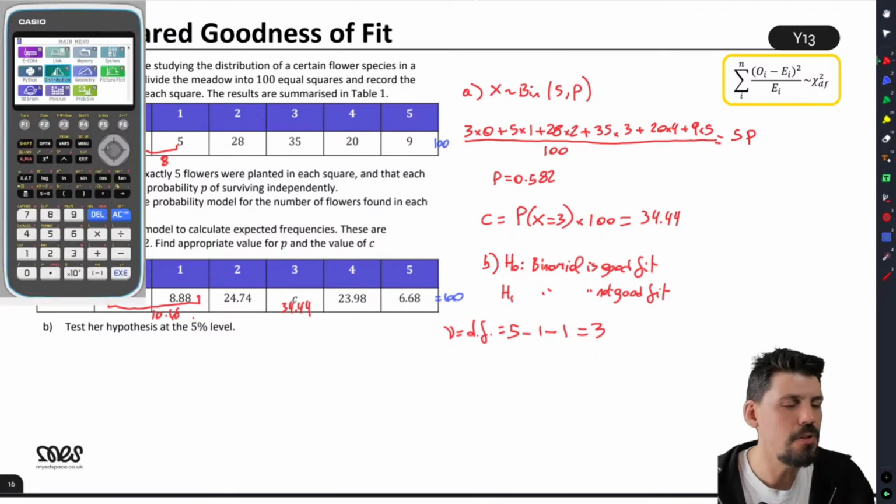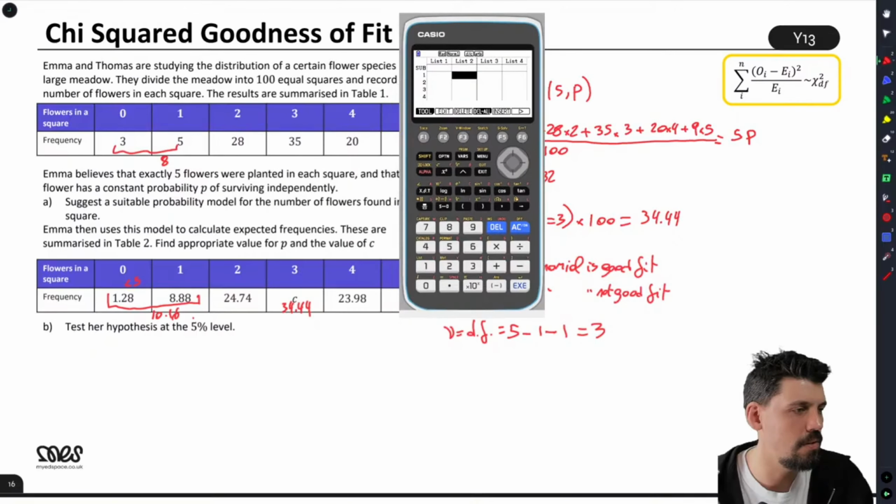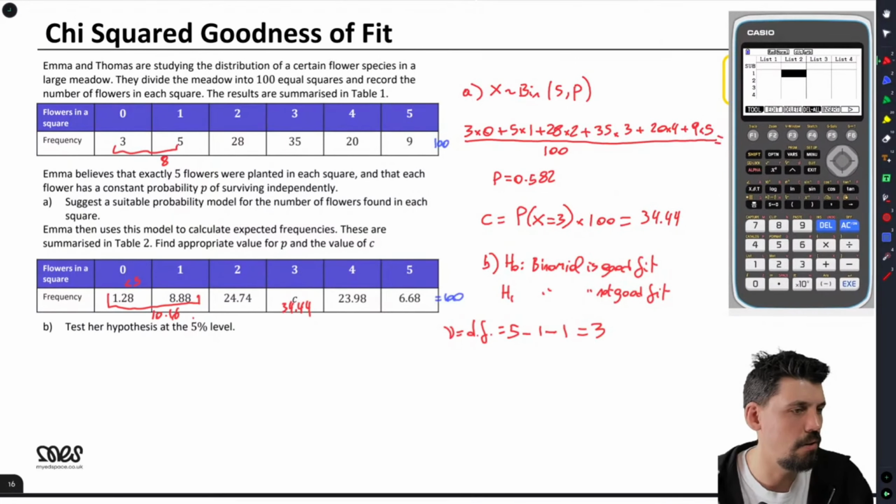Now we can go to the calculator. You can do your test statistic up here by hand if you want to. However, we can go to statistics. We can clear our columns. Let's move that over to here. So let's put our observed in the first column. So don't forget, we combine these 2. So 8, 28, 35, 29.